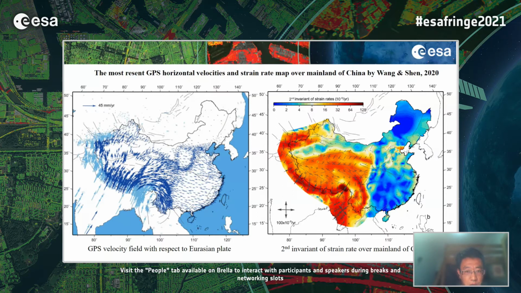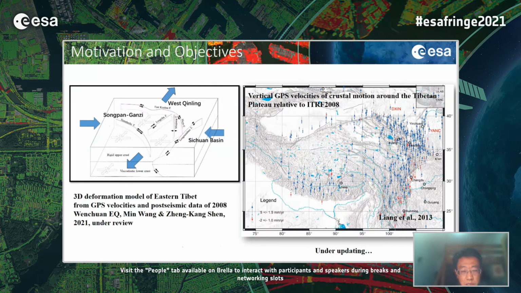We already have thousands of GPS points across the whole mainland of China. But for some areas, especially the Plateau, we still lack good coverage of GPS stations. So maybe using InSAR data, we can supplement this shortage. My colleague used the GPS network and post-seismic data of the Wenchuan earthquake to infer the 3D deformation of the East Tibet Plateau.